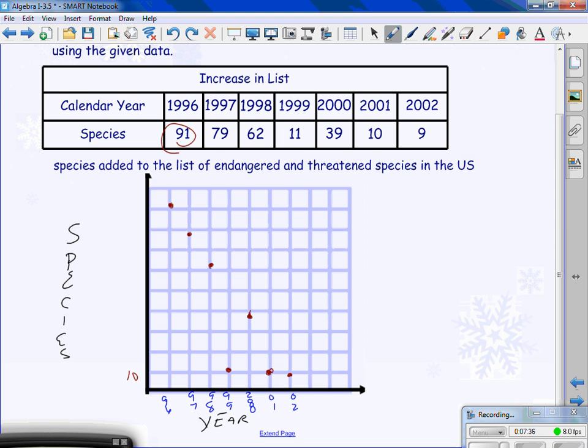Looking at the graph, what can you interpret? What could you tell me about the number of species being endangered? There's less. How can you tell?